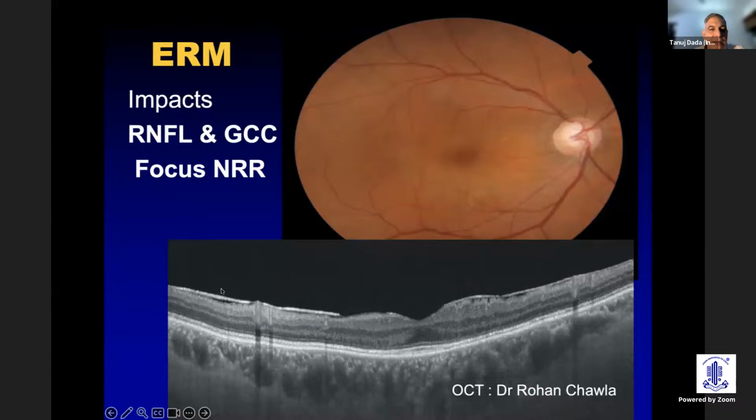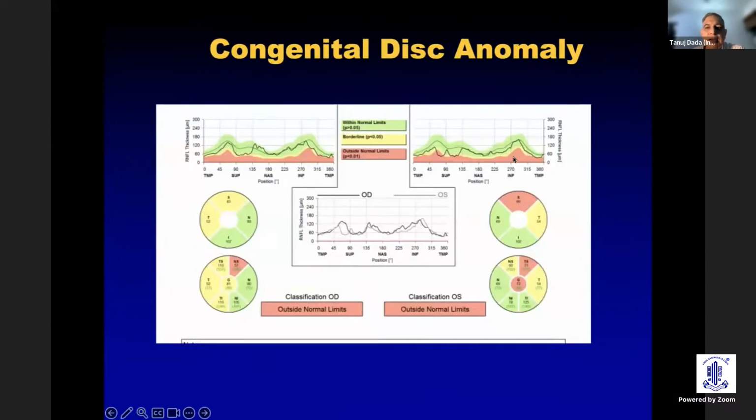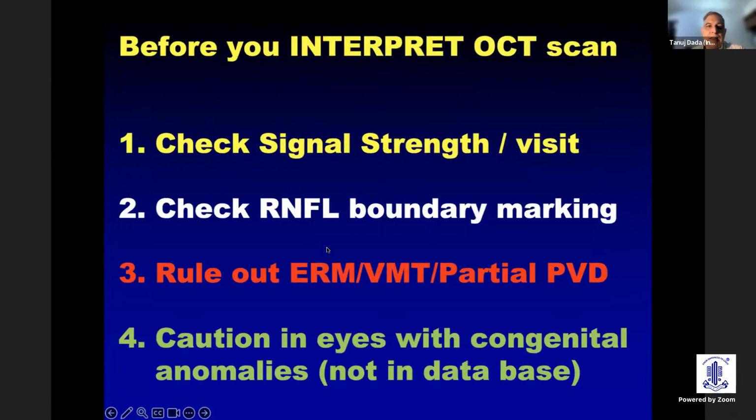If you have epiretinal membranes, they can lead to overestimation of the retinal nerve fiber layer. And this is a patient with congenital disc anomalies. In this situation, RNFL can be totally erroneous. Concentrate on the ganglion cell complex because you can get RNFL abnormalities due to congenital disc anomaly. So this is a word of caution before you interpret these scans.